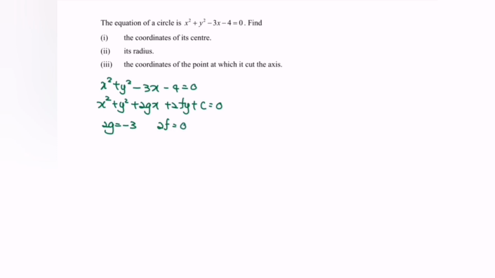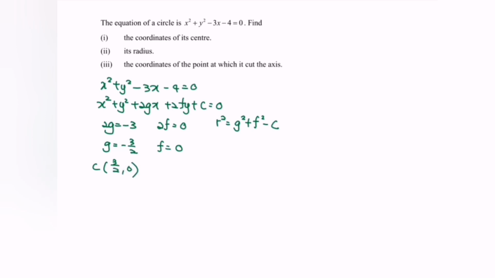And we have the formula for radius. r squared equals g squared plus f squared minus c. So g is equal to negative 3 over 2 and f is equal to 0. And the center will be negative g, negative f. So the center will be 3 over 2, 0.